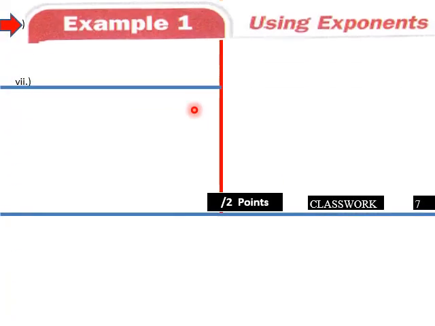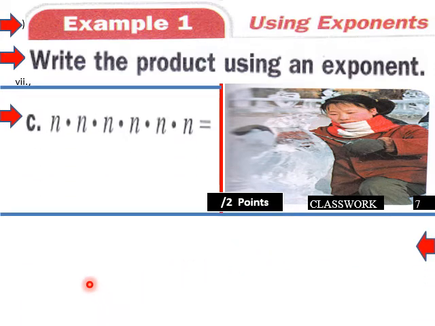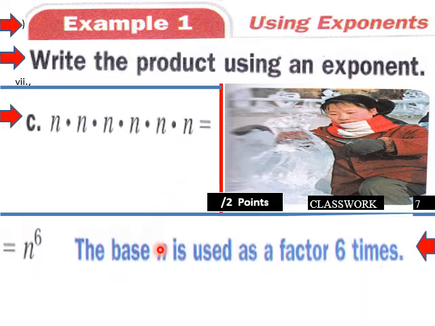And then example 1, write the product using an exponent. We have this here, n. So it'll be n to the 6th. n is used as a factor 6 times. And then t would be t to the 5th power.